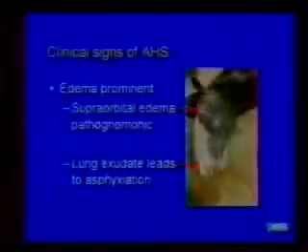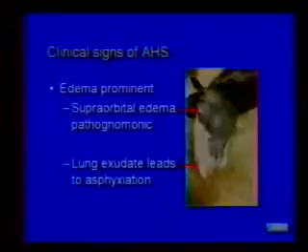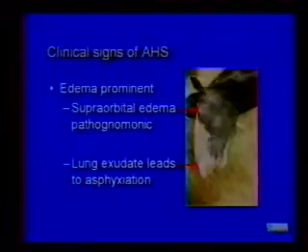Well, what are the clinical signs of African horse sickness? How would you recognize it if we were to get it, say, here in Florida? This is a virus disease that is characterized by edema. It's very prominent, and you can see edema affecting the supraorbital fossa in the horse, and this is fairly pathognomonic.